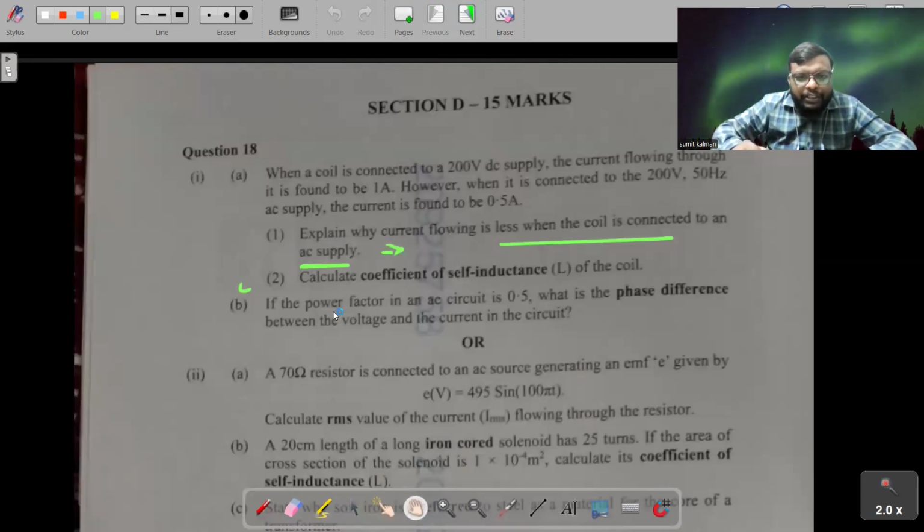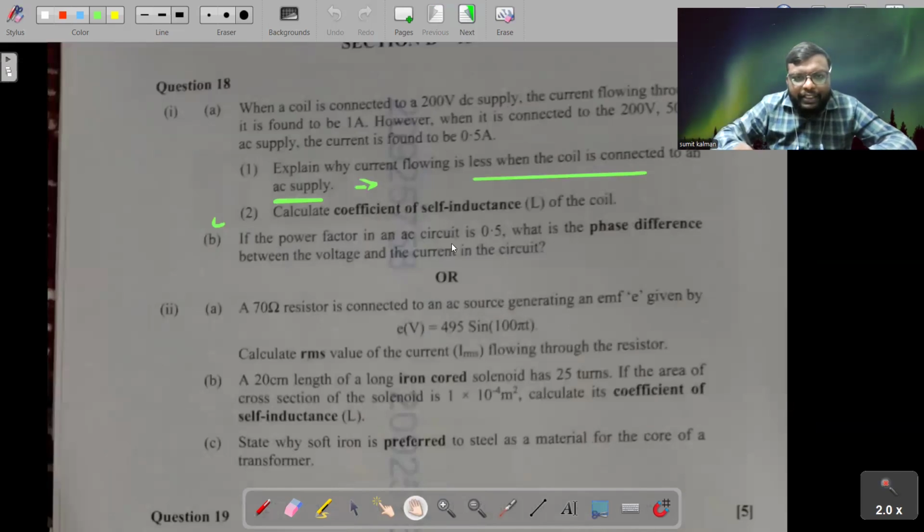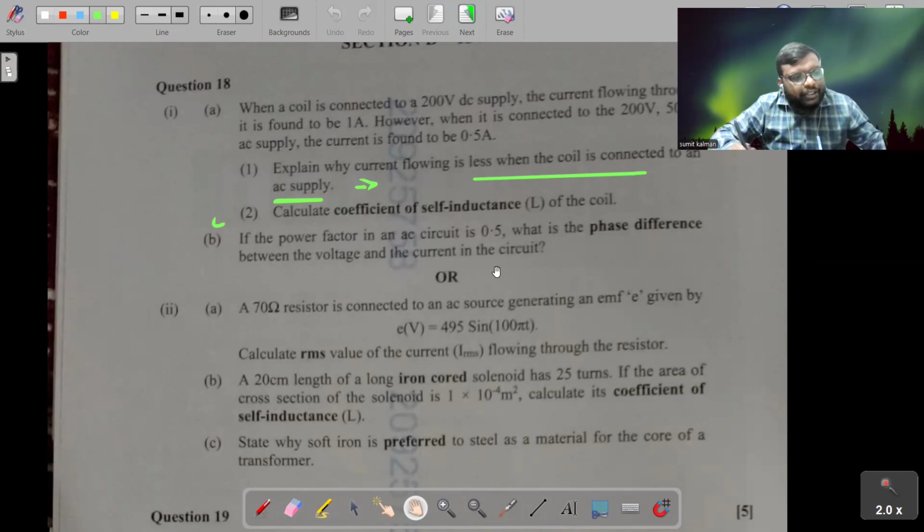In B part, students, they are asking: if the power factor in an AC circuit is 0.5, what is the phase difference between the voltage and current in the circuit? So students, we'll proceed for the solution of this problem.